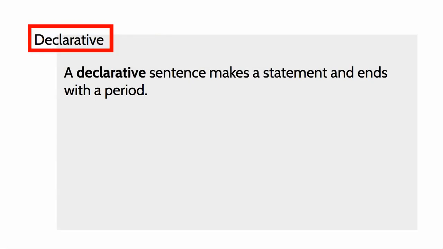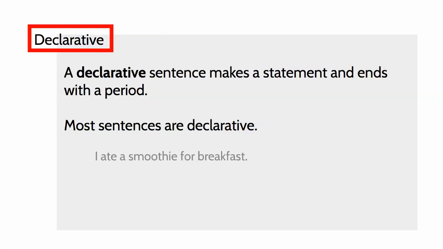There are four main purposes for a sentence. The first is declarative. Declarative is a sentence that just makes a basic statement. Declarative sentences end with periods. Most sentences are declarative. These are the ones that you're usually writing, that you're usually reading. You can come up with a million different examples. Here are two. I ate a smoothie for breakfast. English is my favorite subject.